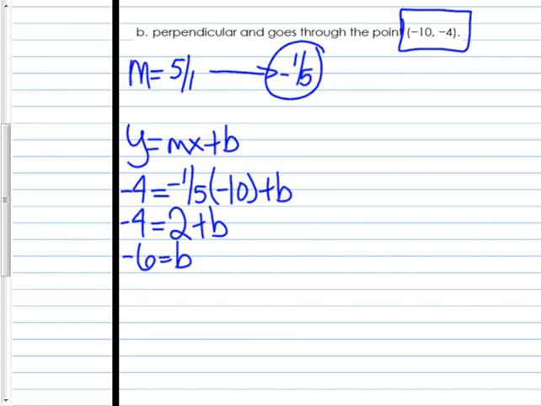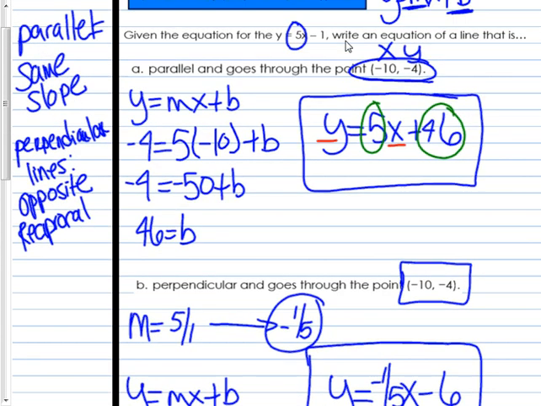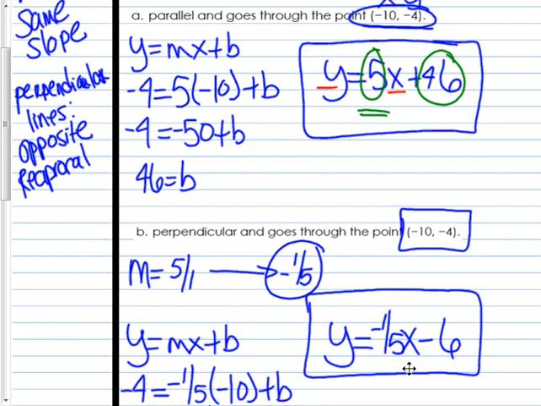So rewriting, taking all this information and writing the equation of the line that's perpendicular to my original one, y equals my new slope, which is -1 over 5, x, and I need my new b, which is -6. Okay? So again, our starting line was y equals 5x minus 1. Our parallel line had the same slope, 5, and it had a new b, 46, because it had to go through that point, (-10, -4). And our perpendicular line had a new slope, -1/5, which is the opposite reciprocal of 5.